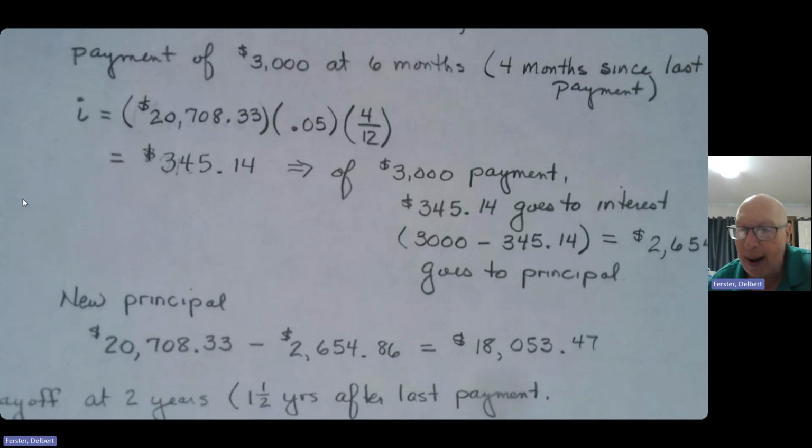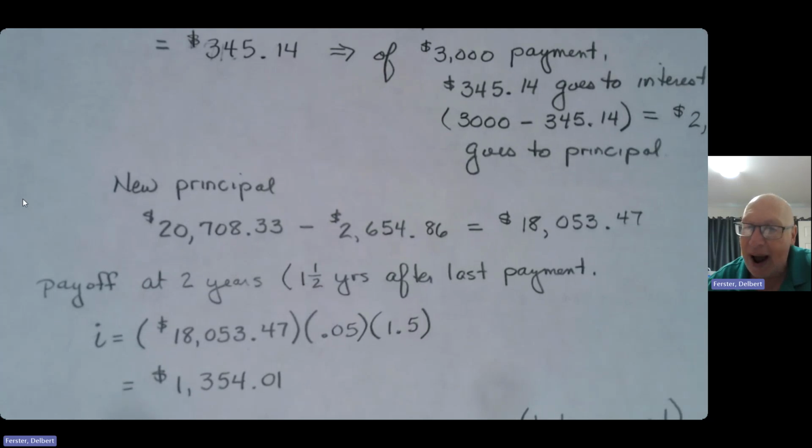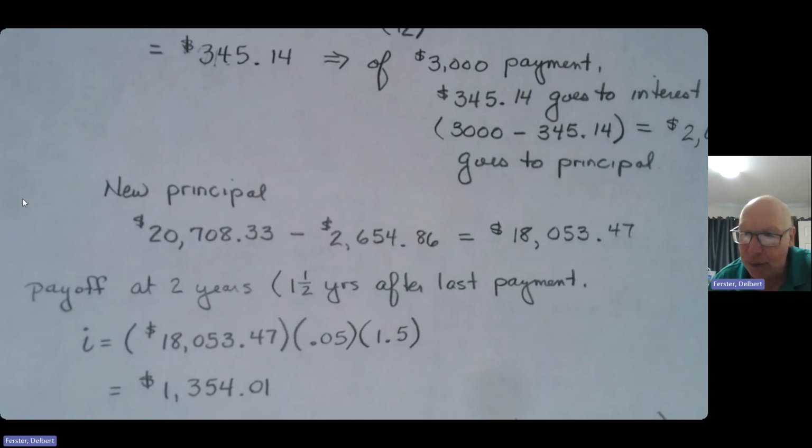We still owe them at that point in time $18,053.47. All right. So to find the payoff at the end of the 2 years, we'll have to first of all calculate the interest on that $18,053.47. Now, it's important to pay careful attention to time here.